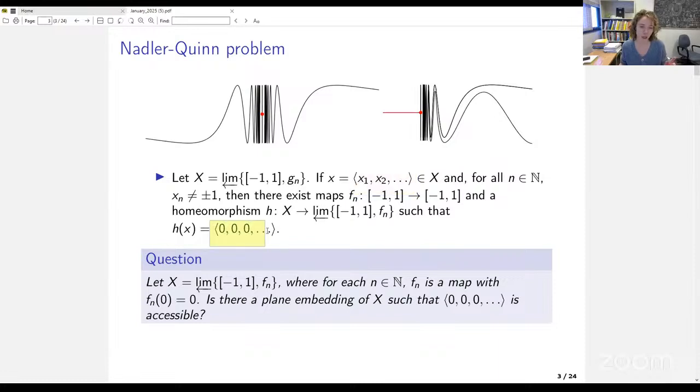So we can narrow down our question then to this formulation here at the bottom, where we assume our continuum is an inverse limit with bonding maps which all map 0 to 0, and then we want to find a plane embedding for which the point (0, 0, 0, ...) is accessible.